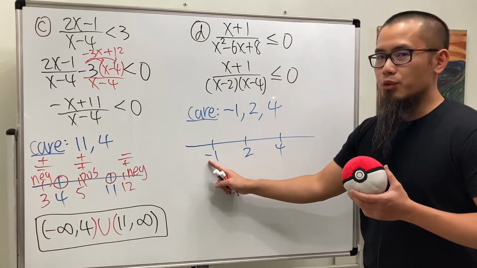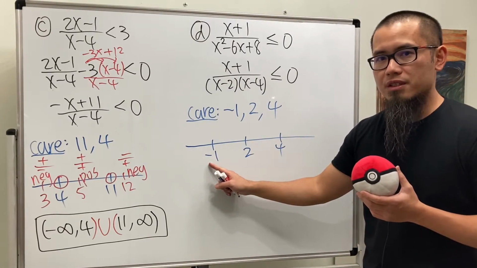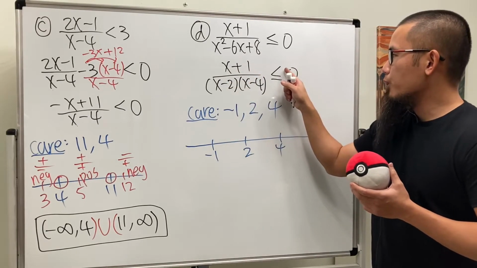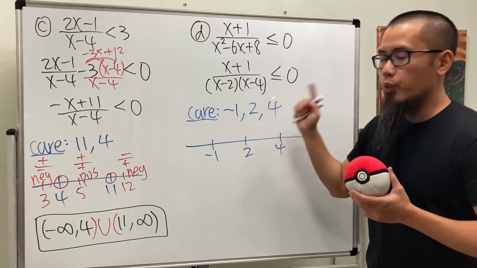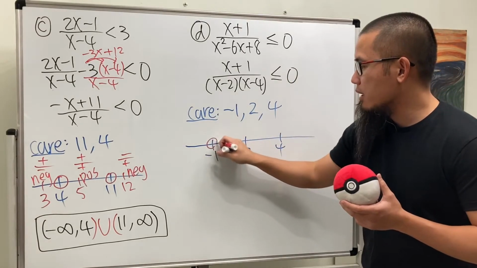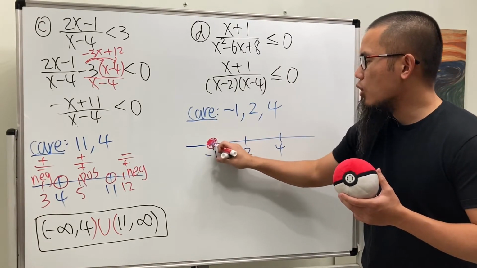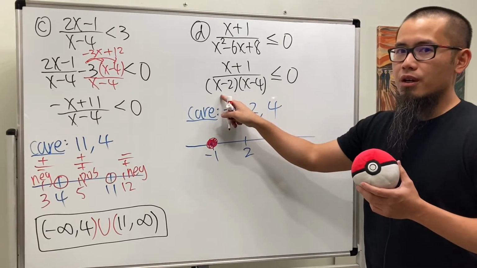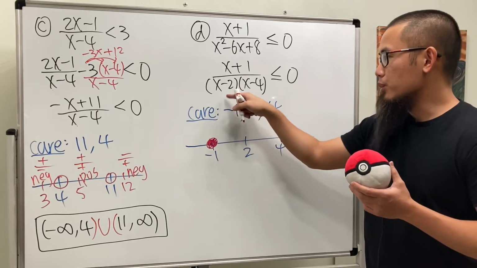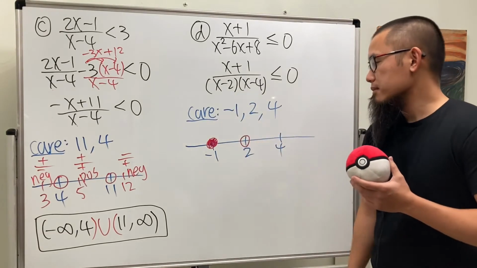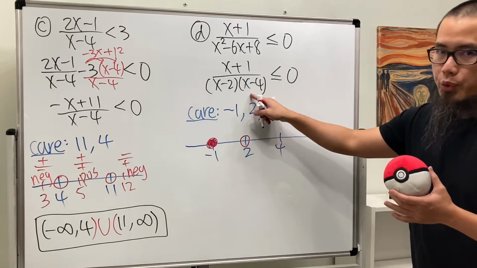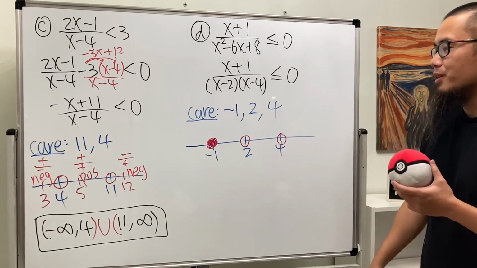Okay, negative 1, we care about it, but do we want to have it? We look back, it's on the top, and we look here, we have a less than or equal to, so we have to have negative 1. Therefore, a closed circle, please. Now, for the 2, it came from here. That will make the whole thing bottom equal to 0. Don't do that. So do not include the 2. Can we have 4? No, we cannot. So open circle as well.